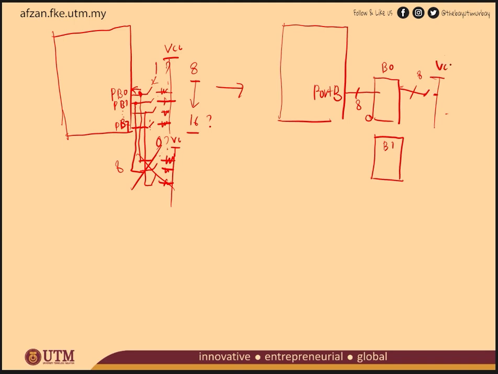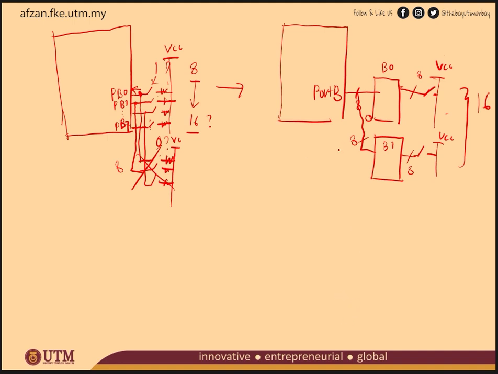Okay, so this is VCC, this is your switch, and then this is buffer 1. Buffer 1 input goes to your port B, which is also 8-bit data, while the output from the buffer will go to your switches. This is another 8-bit, so now you have a total of 16 switches.